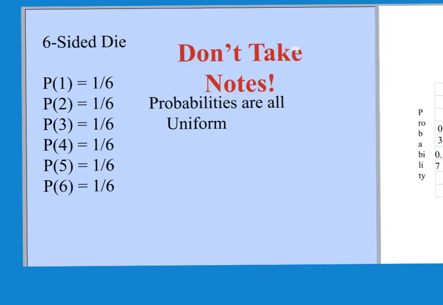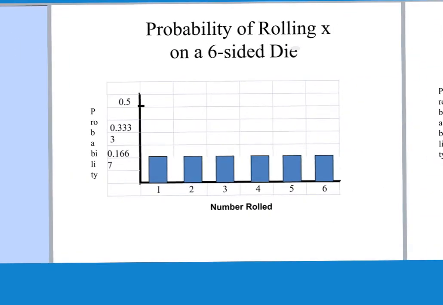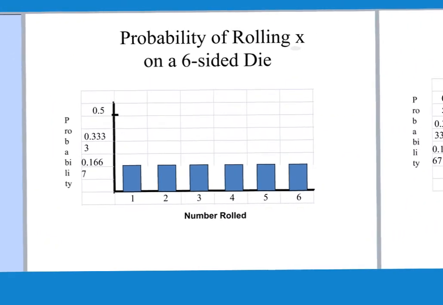The probability of rolling whatever number you pick, one of those numbers, 1 through 6, is 1/6. And as you can see, it's equal all the way across. It's not very interesting, actually.